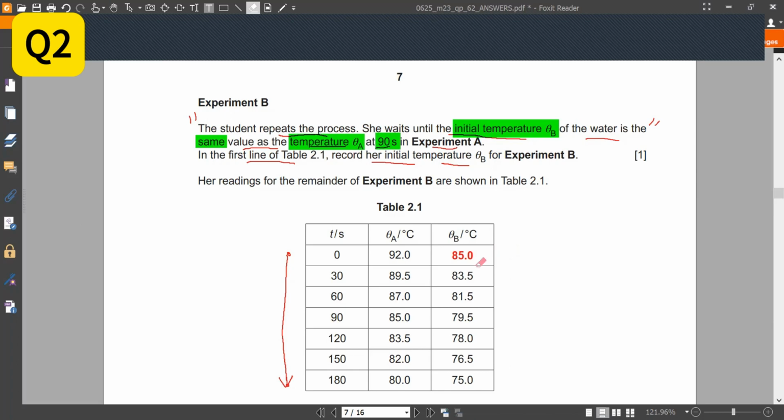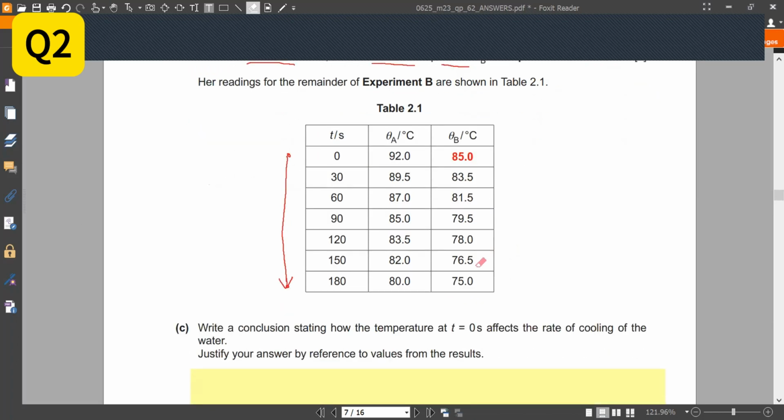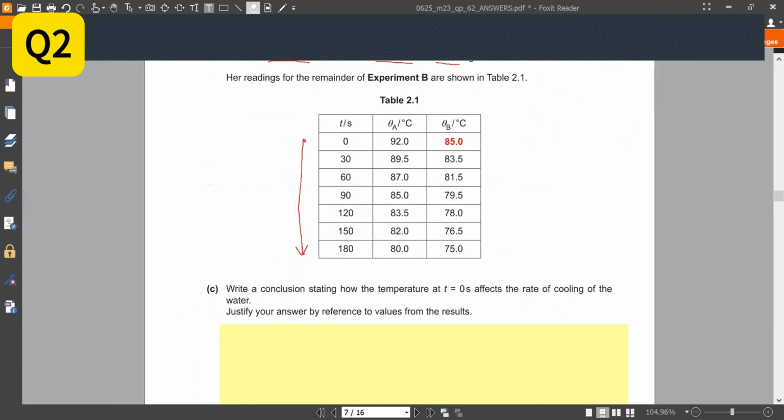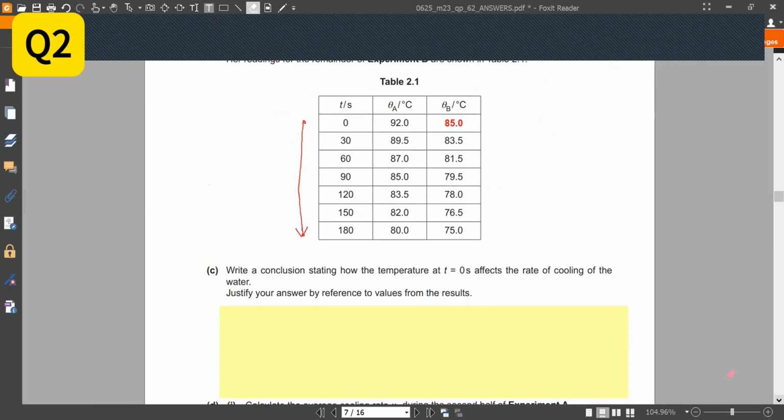All right. Okay. So next question. Write a conclusion stating how the temperature at T0 affects the rate of cooling of the water. So we can take a look at the results here. Justify your answer with reference to the values from the results. So what will be our conclusion?